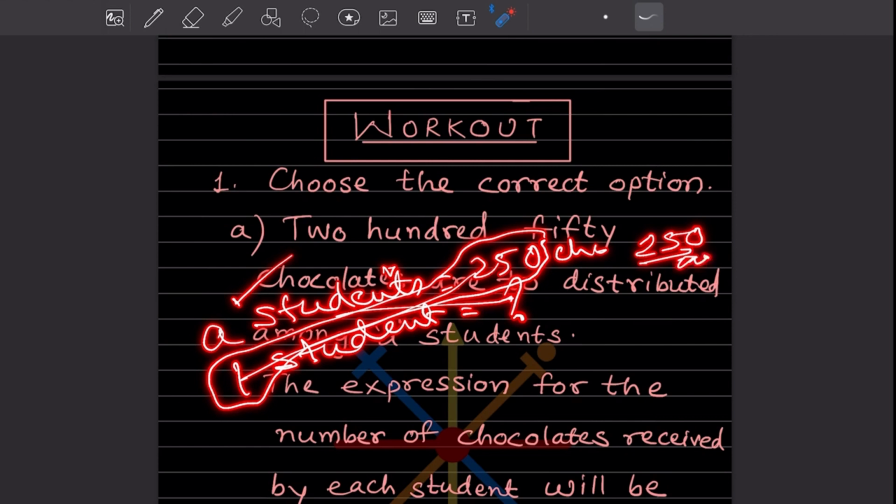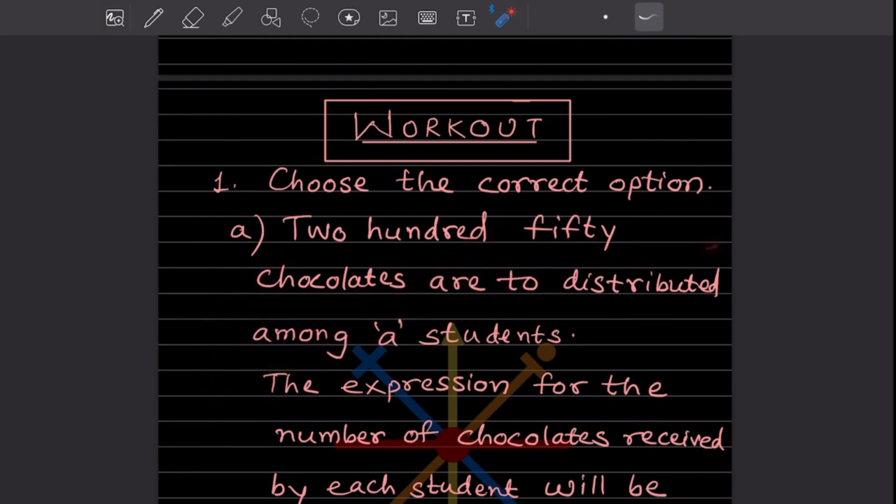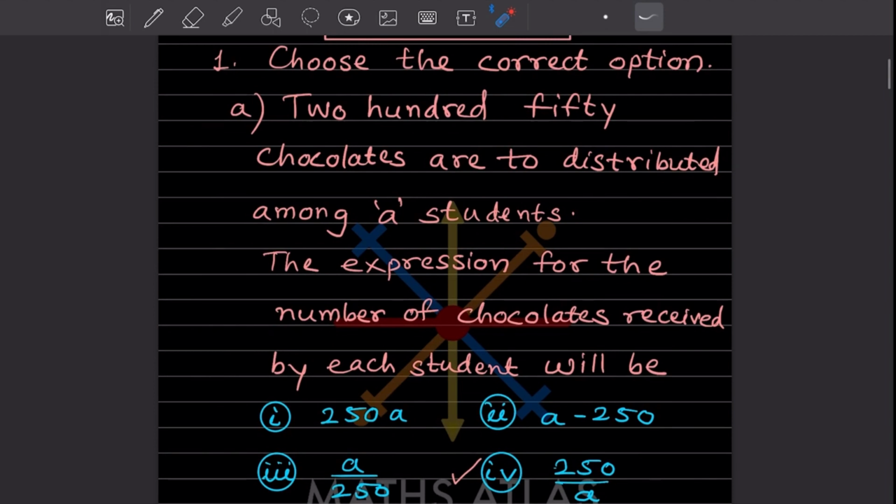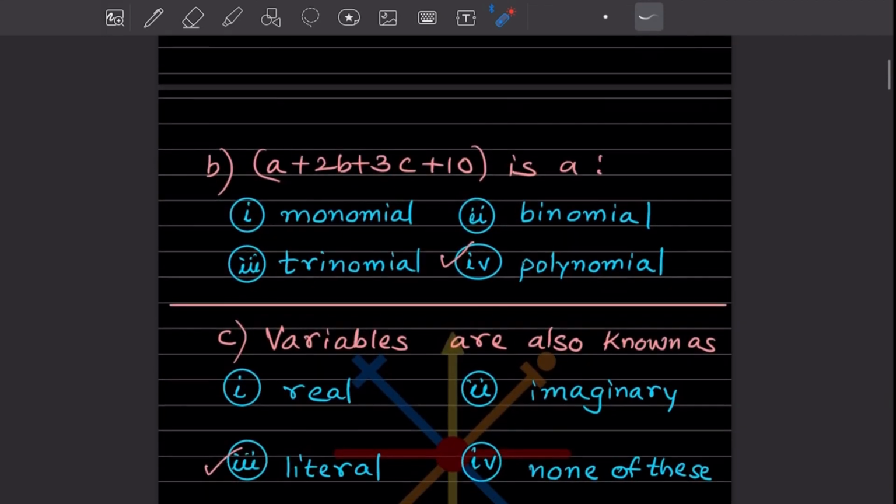If you don't do cross multiplication here, you don't know where to write this A, whether in the numerator or denominator. So in such types of problems, cross multiplication works fine. So your correct option is 250 by A. Can you see they have given A by 250 also, because many students make that mistake. So just follow the cross multiplication method. Now let us go for the next one.